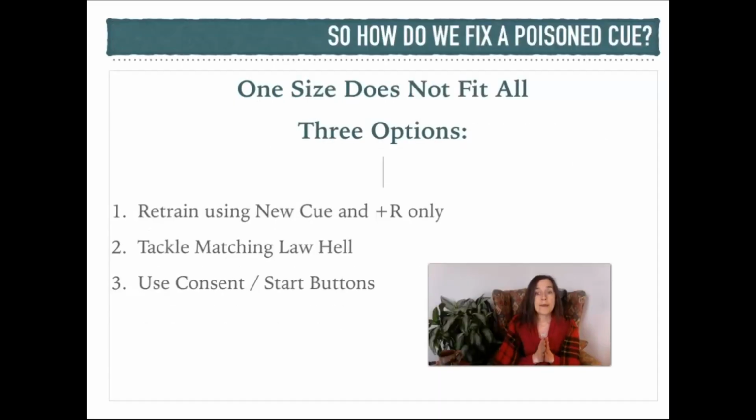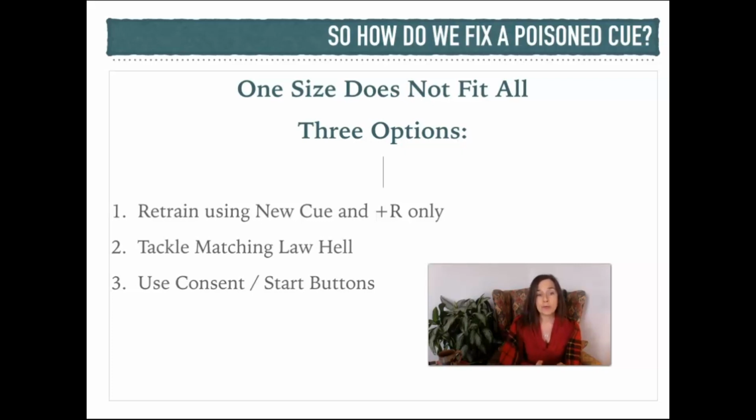All right, so now you know you have a poison cue. You've figured out that what you're seeing in your dog is not stubbornness, is not a lack of understanding, but is in fact a poison cue. So what to do about it? Now, unfortunately, there is no one-size-fits-all approach to solving the poison cue. Each context needs to be addressed on its own as a unique approach to fixing your problem.